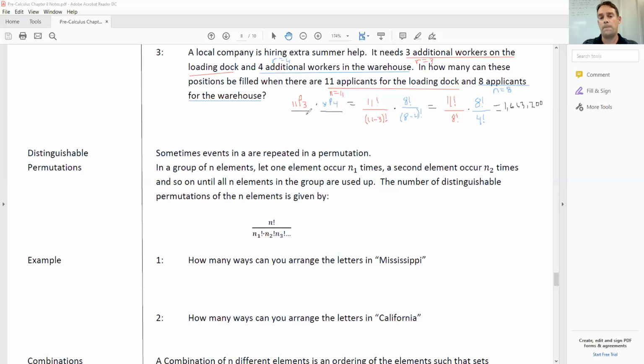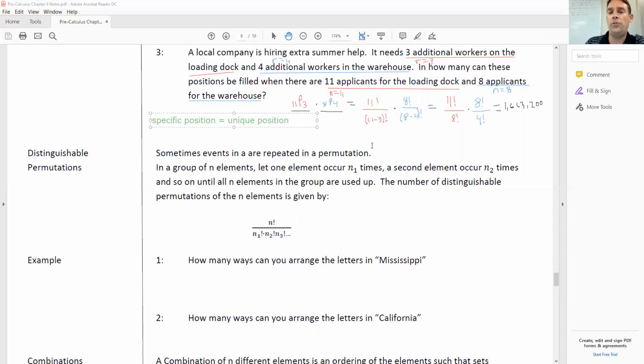Now, friends, here's my question for you. This is if each of these positions were a specific role, a unique position. If they aren't a unique position and it's the same thing, one loading dock worker is the same as another loading dock worker, that's when order doesn't matter, all right? And if that's the case, this is not a permutation. It would be something that we're going to get to in a second called a combination.